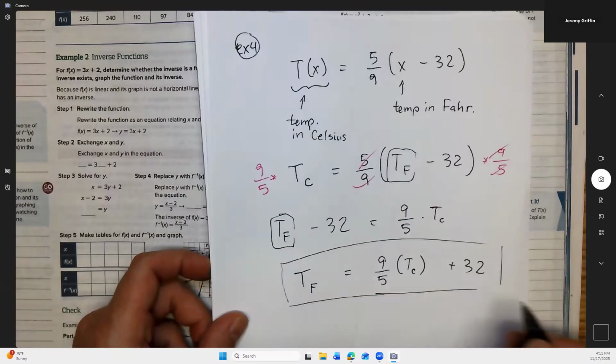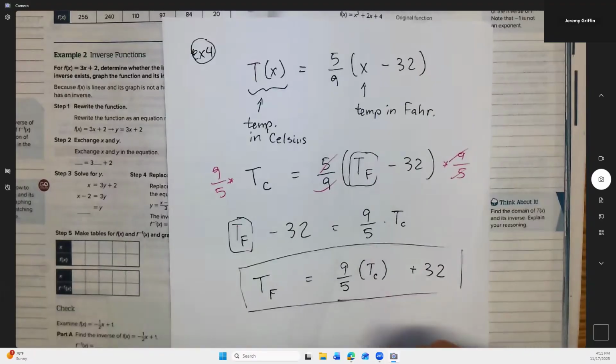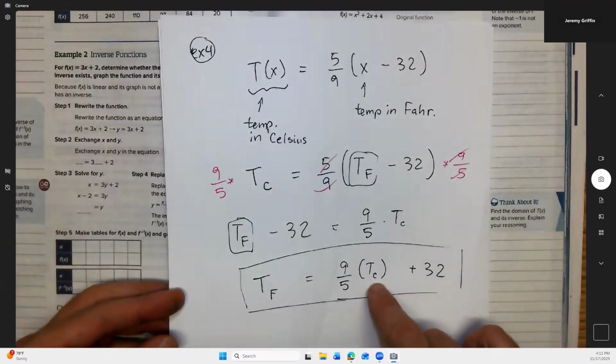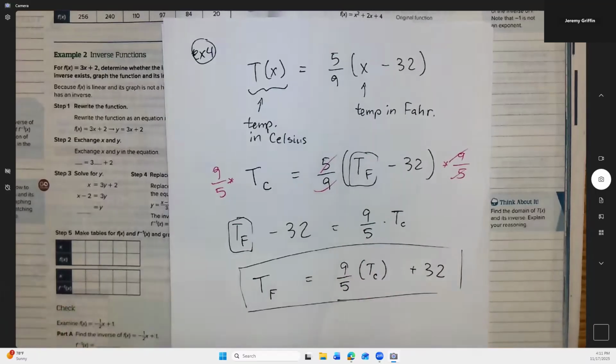I bet you guys know at least one value that corresponds. Do you know that 0 degrees Celsius is 32 degrees Fahrenheit? That's the point that water freezes. So if you plug in 0 for Celsius, times 9/5 is still 0, plus 32, yes, that is 32 degrees Fahrenheit. So let's try those examples that I was saying earlier.